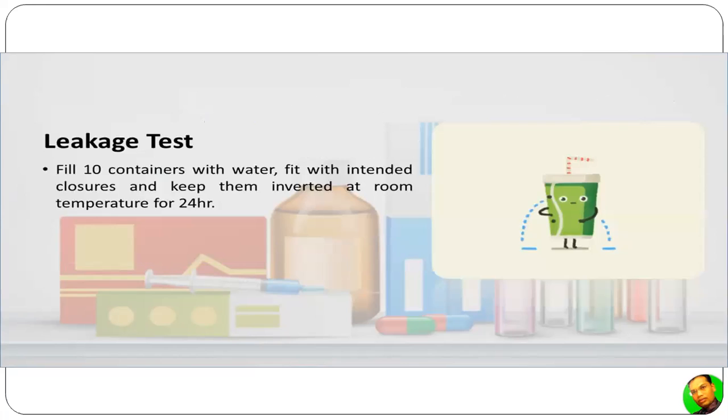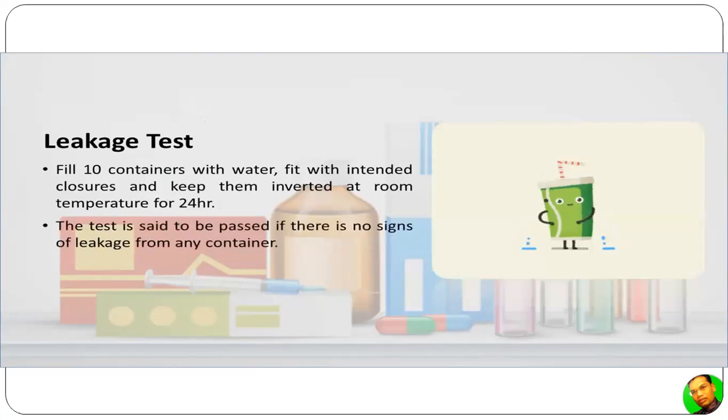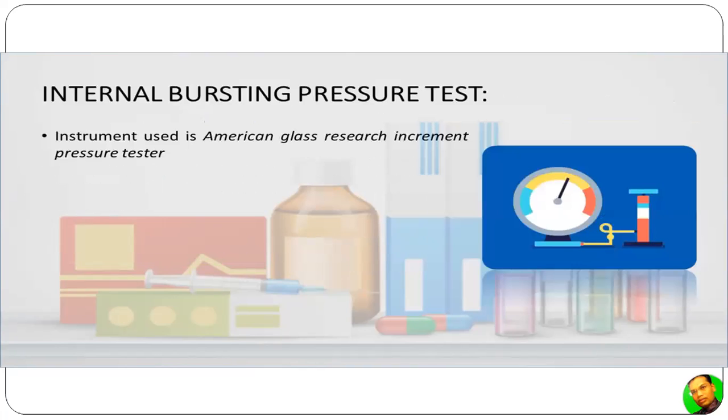The next is the leakage test. We need to fill 10 containers with water, fit them with the intended closures, and keep them inverted at room temperature for 24 hours. Then the test is said to be passed if there are no signs of leakage from any container.